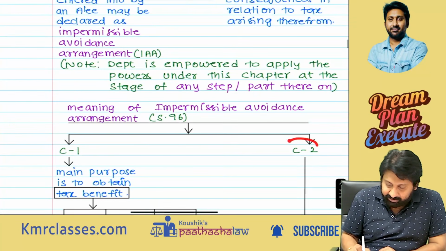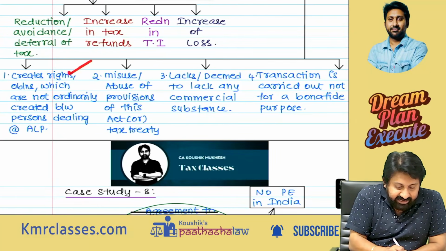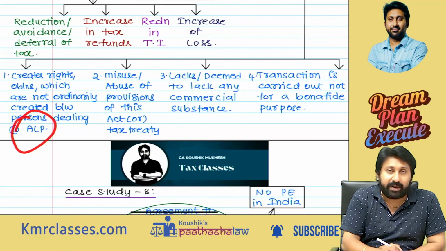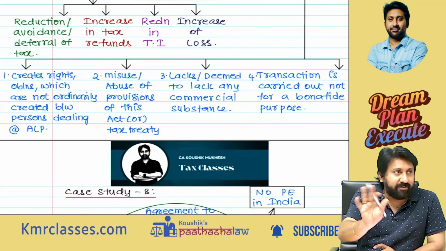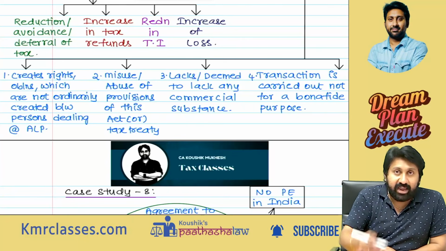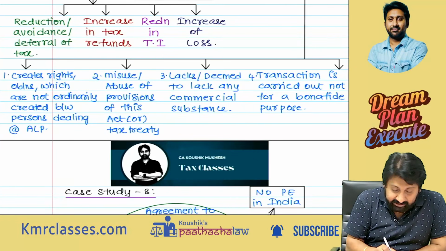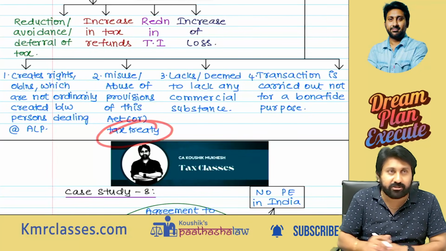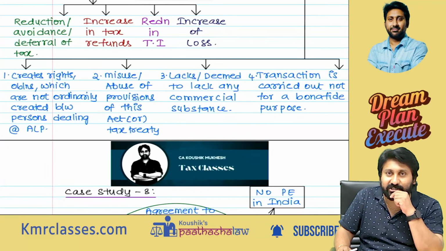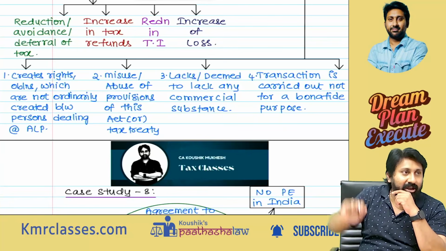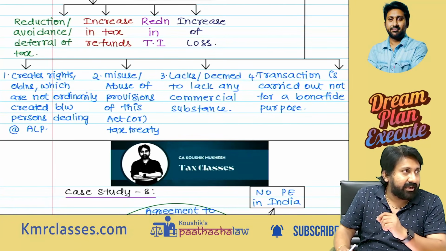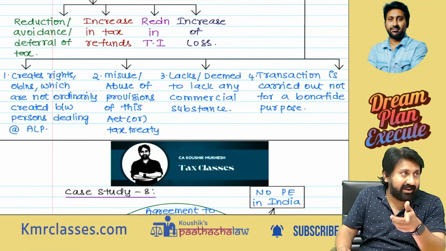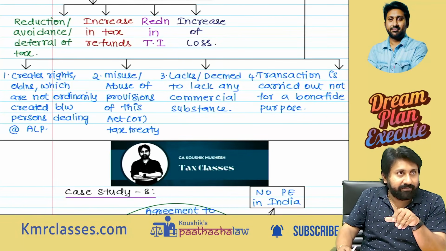Condition 2: it creates rights and obligations which are not ordinarily created between persons dealing at arm's length price. If a person deals at arm's length price, those benefits and obligations don't come. And in order to attract GAAR provisions, the person should misuse or abuse the provisions of this Act or a tax treaty. Take the example of the 10A deduction I have given you: you do everything in non-SEZ and divert it to SEZ. But the problem is GAAR does not apply there because SAAR is already there. Now we will see where GAAR will apply.